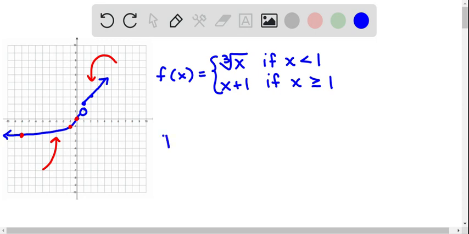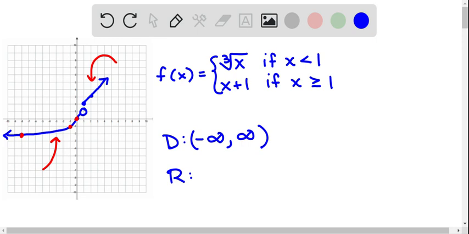And now for the domain of this graph. So if you notice that the left piece goes through all values less than 1 and the right piece goes through all values 1 and greater, you realize that we're going through all x values. So the domain is -infinity to infinity.